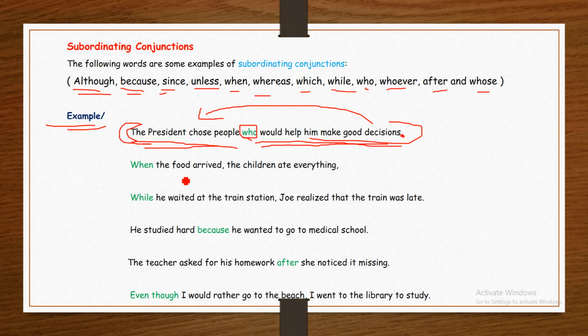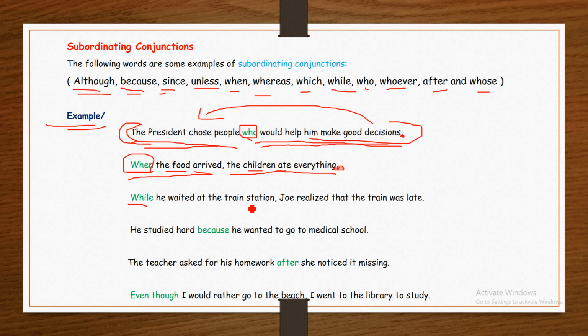When the food arrived, the children ate everything. When the food arrived, this contains the subordinating conjunction. Therefore, this is the subordinating clause, the dependent clause. And this is the independent clause. It contains what? Subject and verb. Therefore, it is what? It is a complex sentence.